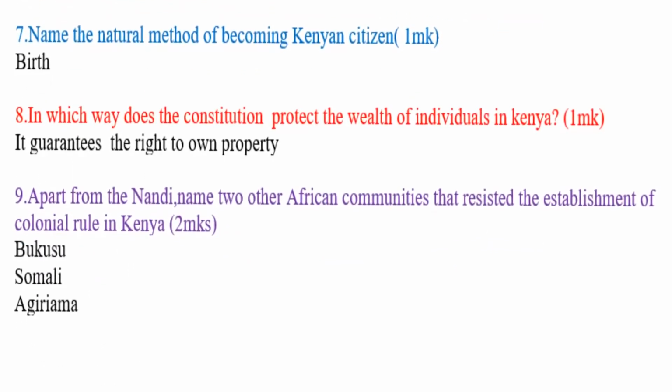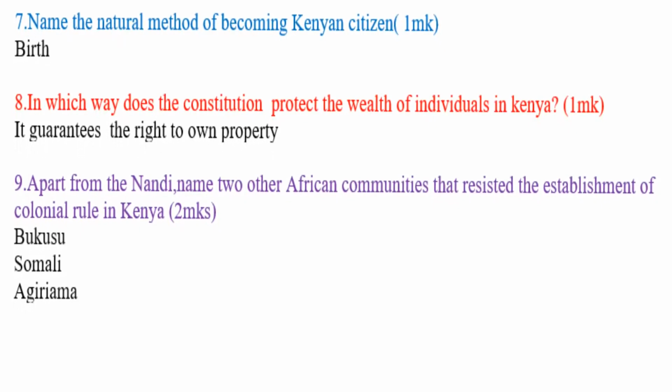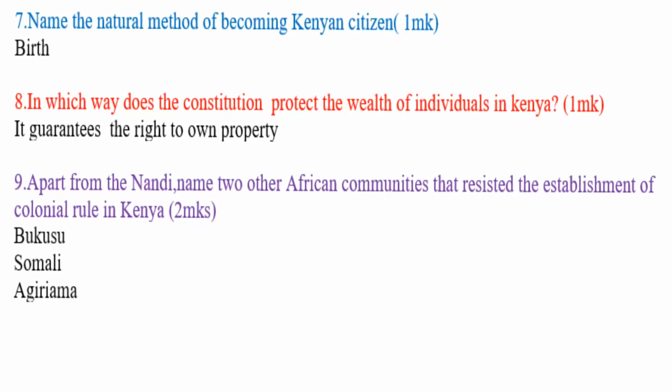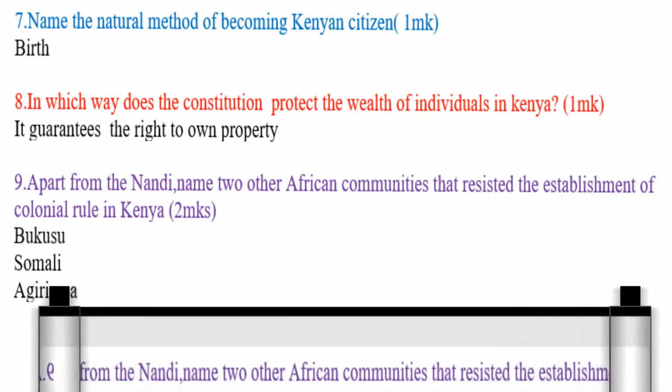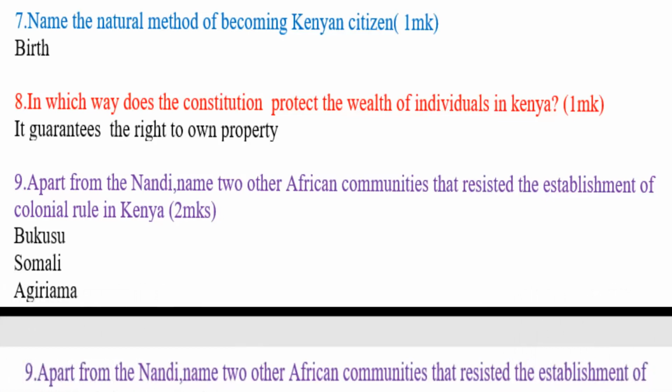Name the natural method of becoming a Kenyan citizen. That one is obvious. That one is by birth. Next, in which way does the constitution protect the wealth of individuals in Kenya? And the answer is, it guarantees the right to own property. Number 9, apart from Nandi, name two other African communities that resisted the establishment of colonial rule in Kenya.